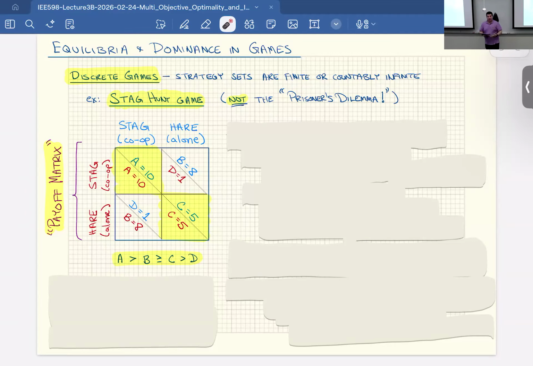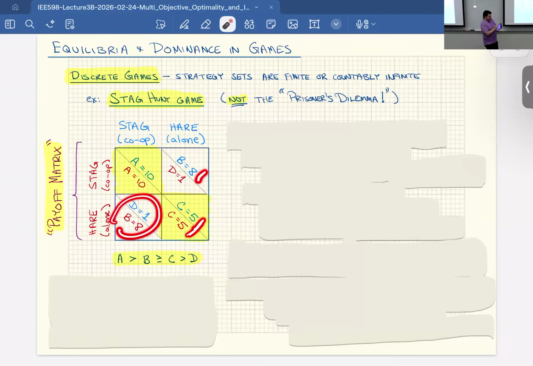Now, if instead they both went hare, so they both decided to go alone, they're both guaranteed to get an animal, but it might take a little bit longer. It might be harder to find. So they both get the same reward for going hare, but it's a little less than the reward you get if the other one went stag.